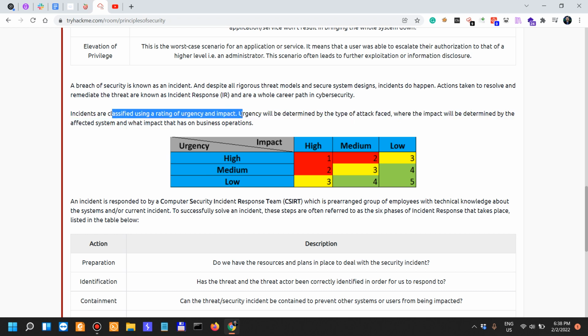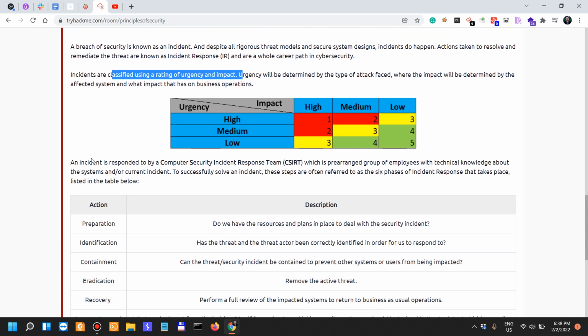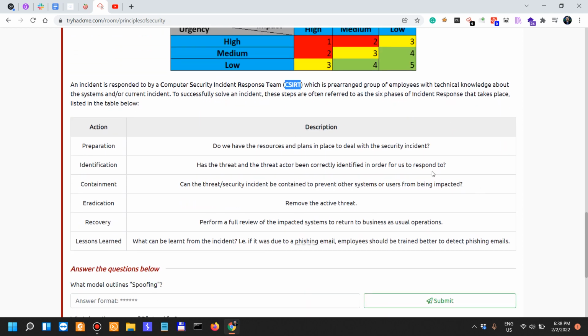Okay, a breach of security is known as an incident. Incidents are classified using a rating of urgency. An incident is responded to by a computer security incident response team, CSIRT, which is a prearranged group of employees with technical knowledge. All right. 6 phases of incident response: preparation, identification, containment, eradication, recovery, and lessons learned.